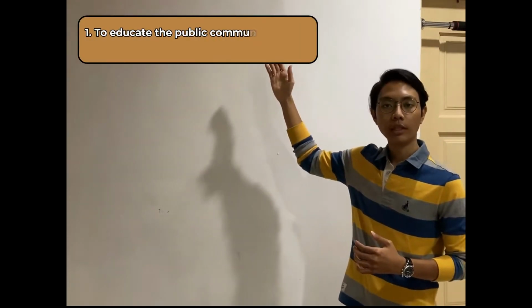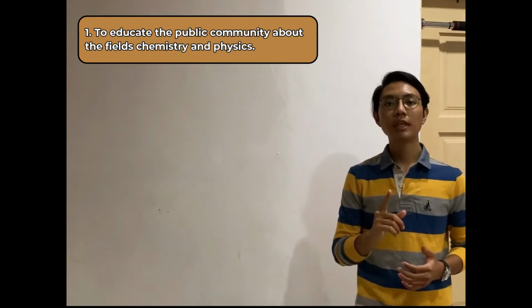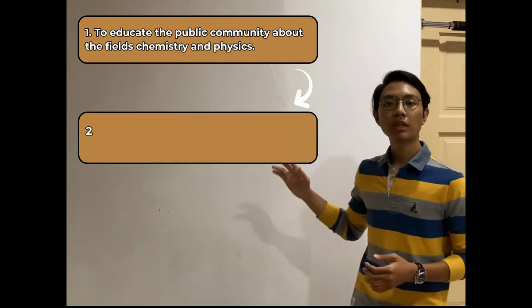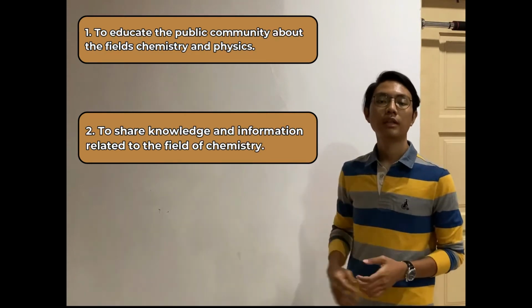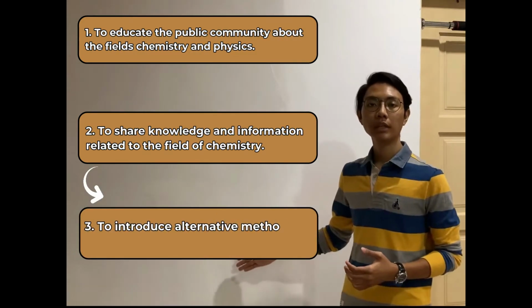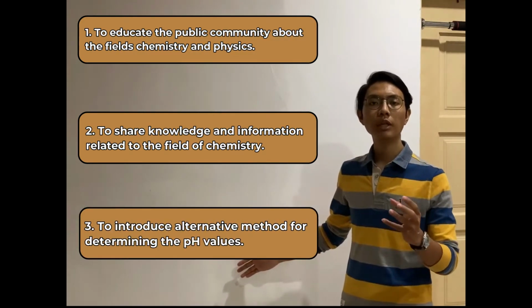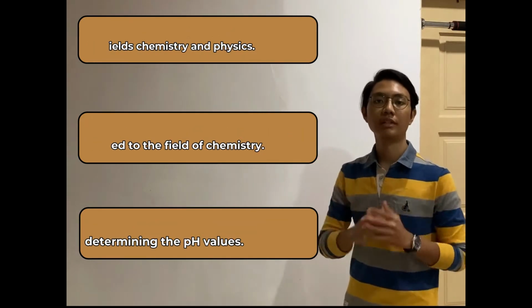Before we move on to the next segment, I would like to outline some of the objectives of this experimental demonstration video. So, the first objective is to educate the public community about the fields of chemistry and physics. Furthermore, the objective of this video is to share knowledge and information related to the fields of chemistry to the public community. And lastly, this video also aims to educate the public community about other simple ways to determine the pH value of various substances in our daily life using natural ingredients.